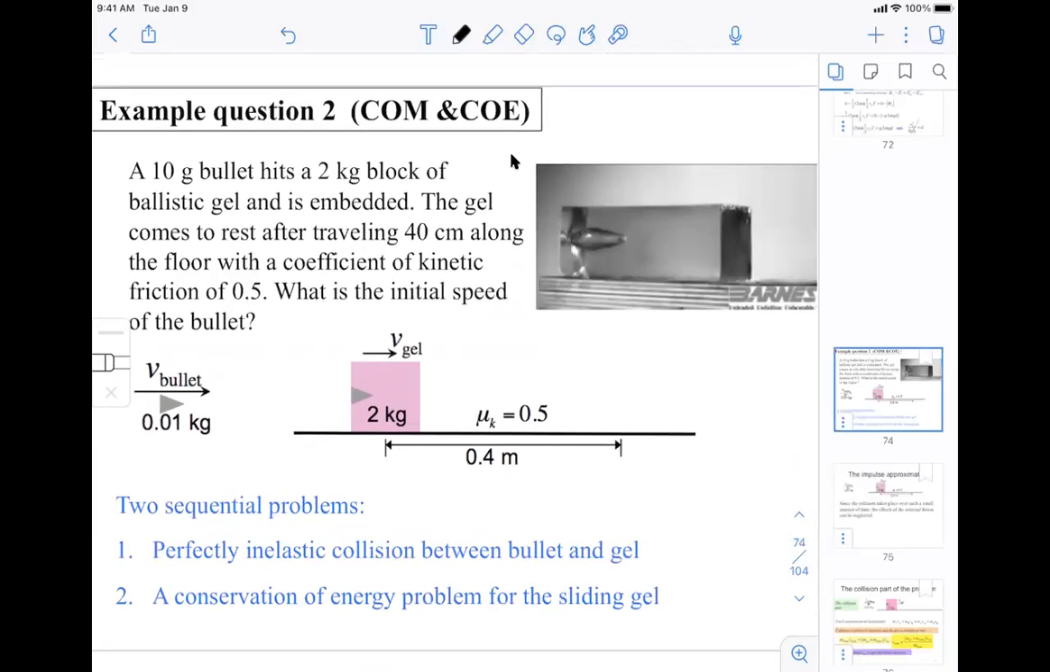So the problem is like this. You have a bullet and you have this block of gel, so that when the bullet gets shot into the gel, it gets embedded in the gel. If this is a collision between two objects, the bullet and the gel, it is a perfectly inelastic collision problem, because after the collision, they stick together. So that's perfectly inelastic. Once the bullet is embedded, the bullet and gel entire system is going to slide on the floor for some distance.